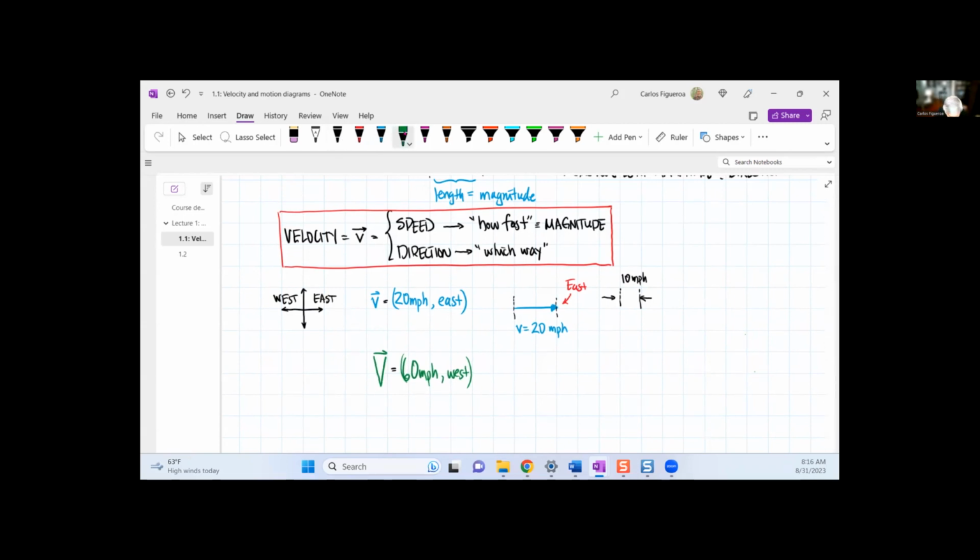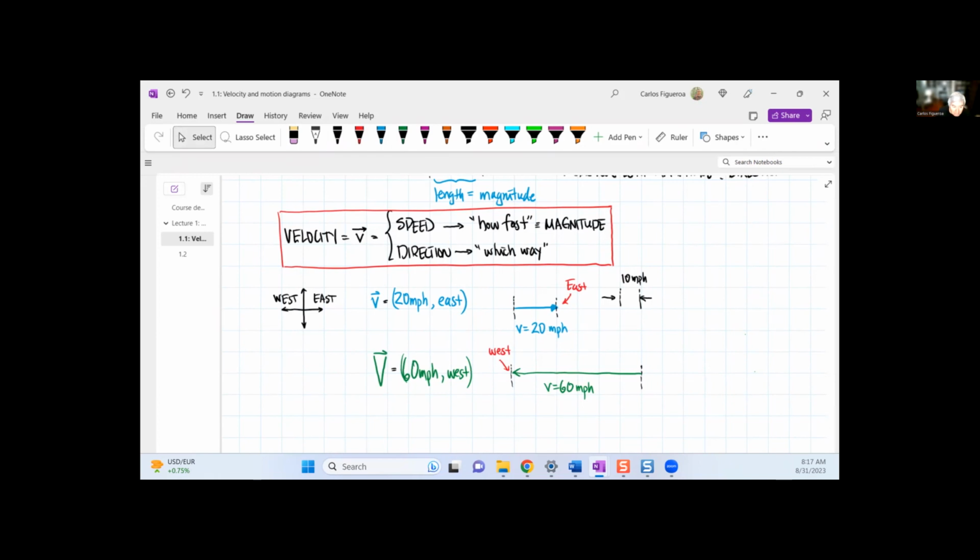So how do I draw this? According to our coordinate system, it's got to point in this direction right here. But now I got to scale it. So I know that's 20, 40, 60. So then, due to the length of this, this immediately tells me that this here is 60 miles an hour. That tells me about the speed. But clearly this is pointing in the west direction. And that's what we have for velocity right there.